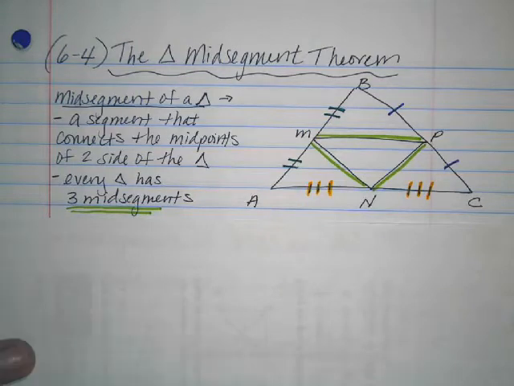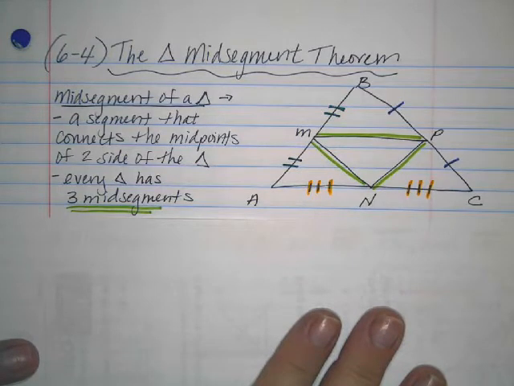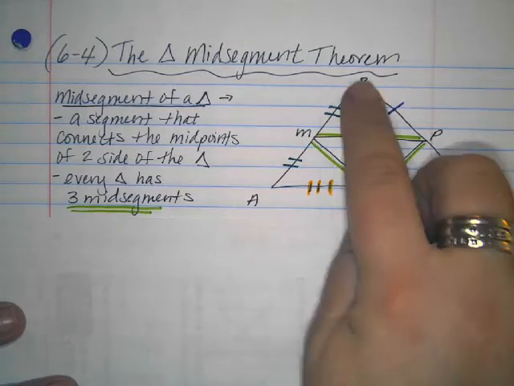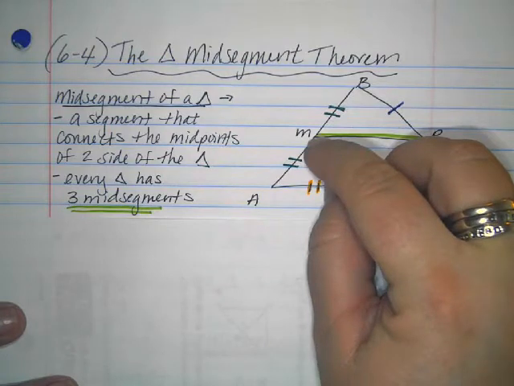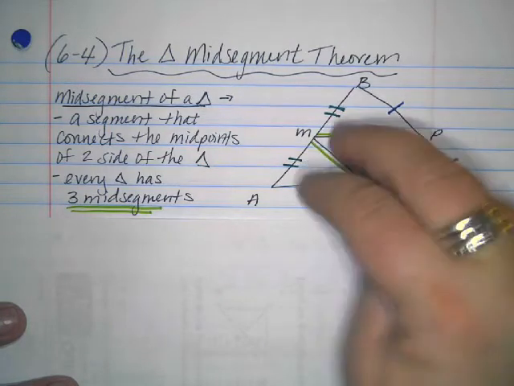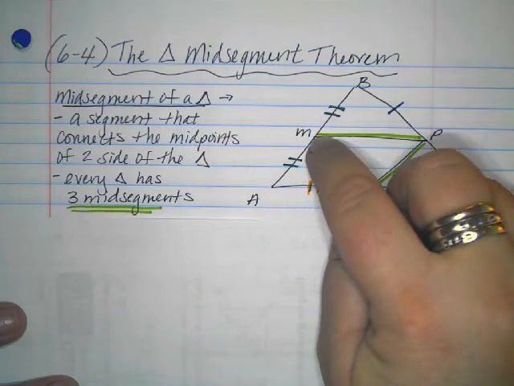Our next section of chapter 6 is the triangle mid-segment theorem. And what it tells us is that a mid-segment of a triangle is a segment that connects the midpoints of two sides of the triangle. So for instance, on side AB, M is the midpoint. I know it's the midpoint because I see these two pieces are notched and they're equal. So this means this is the midpoint.